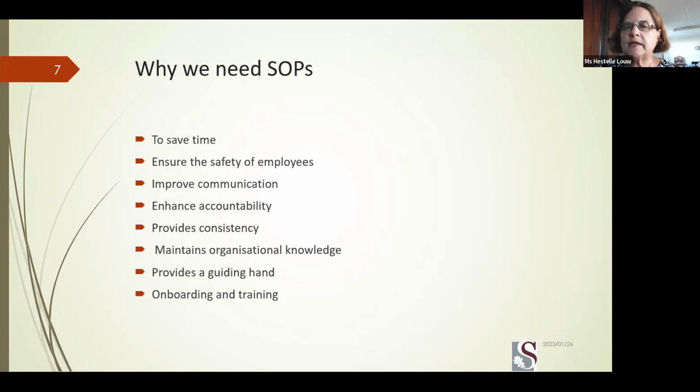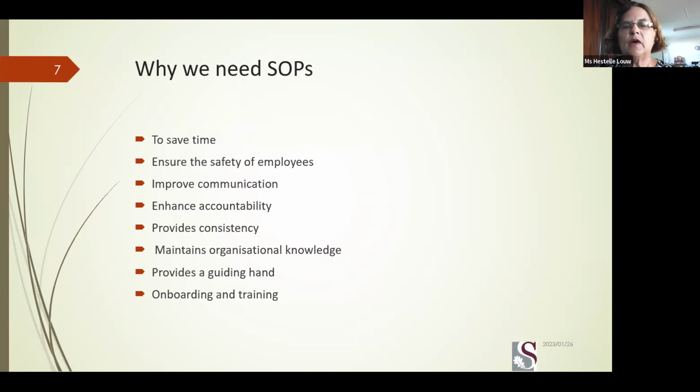I'm accountable for what I did or didn't do. Then it provides consistency. I've mentioned that previously: if the staff are doing the same procedure, it must be done in a consistent manner. Then it maintains organizational knowledge. They will understand what the organization is expecting from them, because it's set out in a SOP.